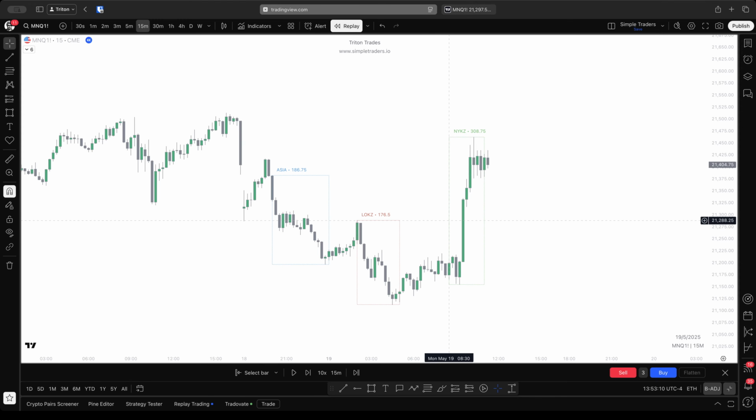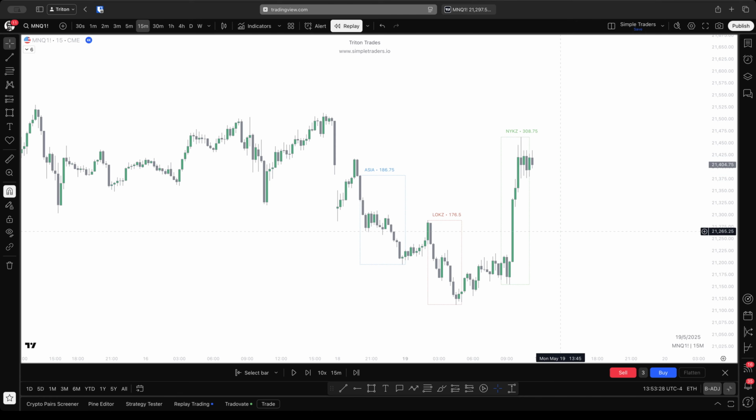And New York, depending on which forex or futures, starts from 8:30 till 11 o'clock. Again, the New York one depends. In futures, you have the AM and also the PM session for New York. But for this example, we're just going to stick with the AM session.